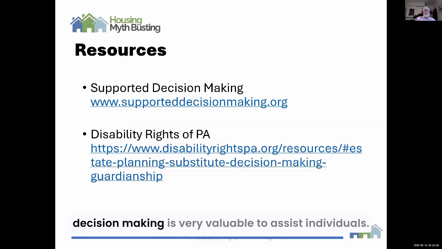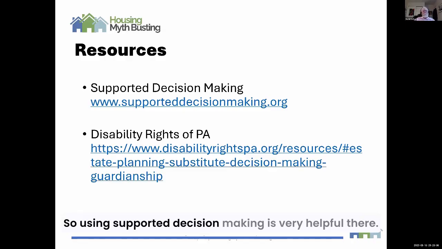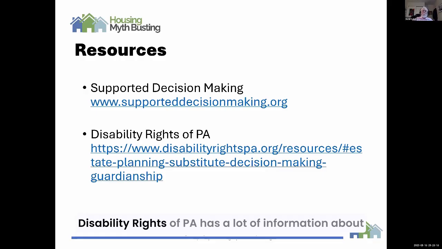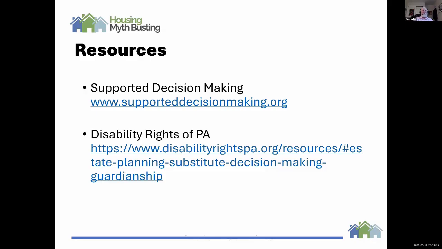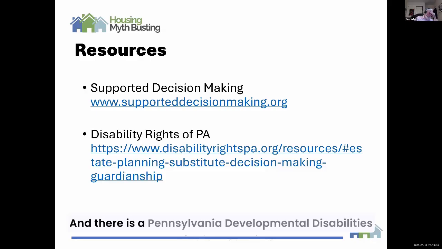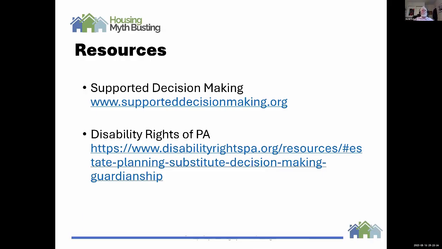Supported decision making is very valuable to assist individuals. I mentioned the one where we had the 3 individuals and they have a board. So using supported decision making is very helpful there. Disability Rights of PA has a lot of information about substitute decision making and supported decision making. And there is a Pennsylvania Developmental Disabilities Council funded project on supported decision making, which is out of the Lehigh Valley Center for Independent Living.